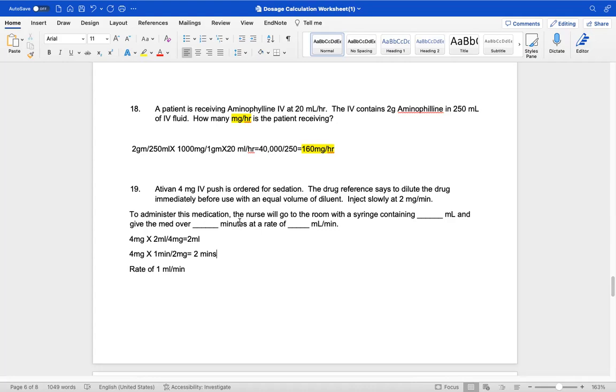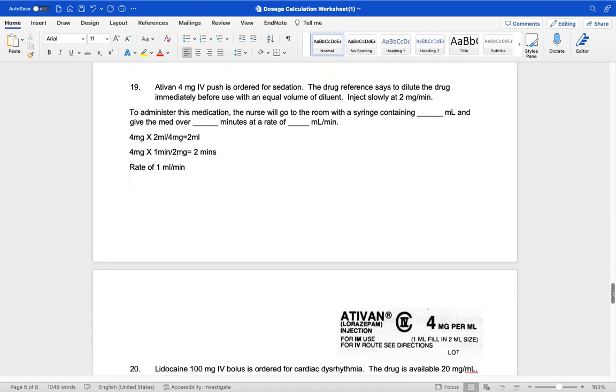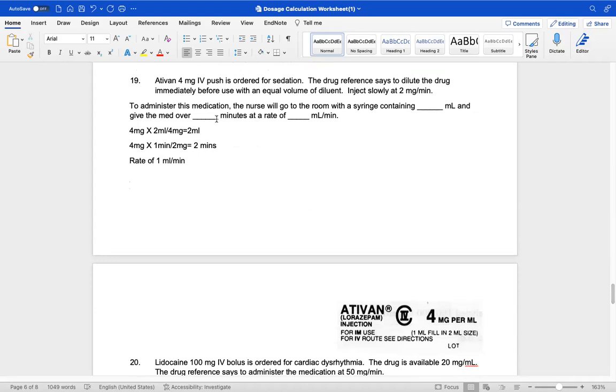And then on number 19 here, Ativan 4 milligrams IV push is ordered for sedation. The drug reference says to dilute the drug immediately before use with an equal volume of diluent. Inject slowly at 2 milligrams per minute. So we have 4 milligrams per 2 mLs because we're diluting it out, 4 milligrams per mL. So when we come back in here, our ordered dose is 4 milligrams times that 2 mLs per 4 milligrams on hand. We are going to give 2 mLs of this medication.